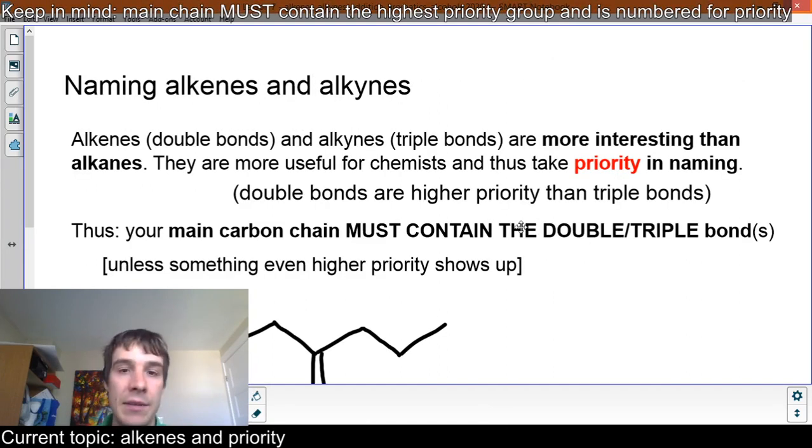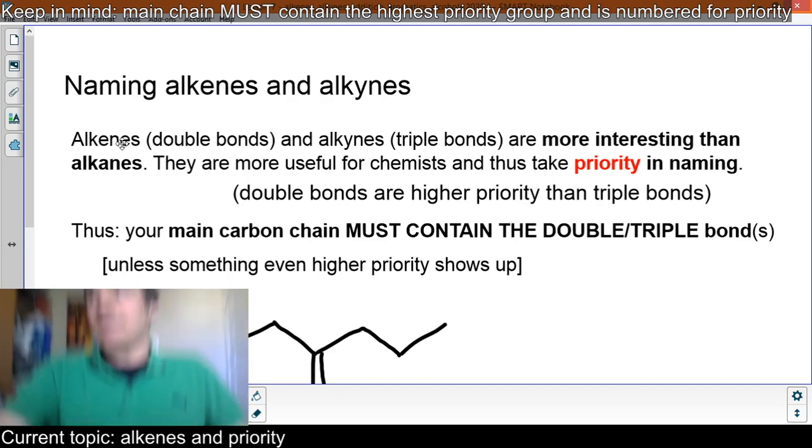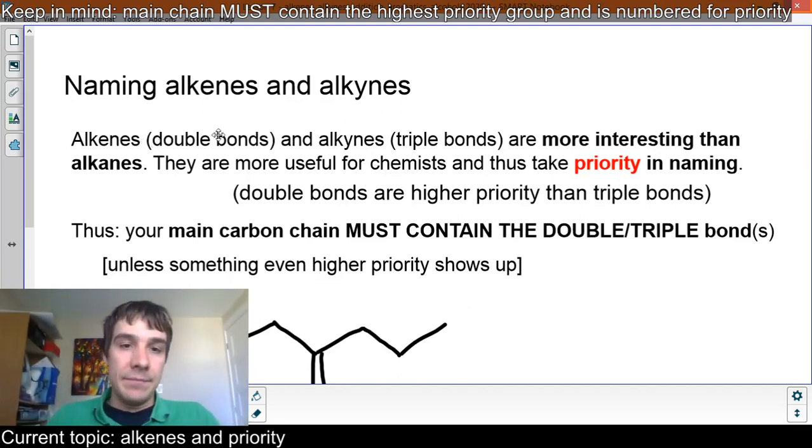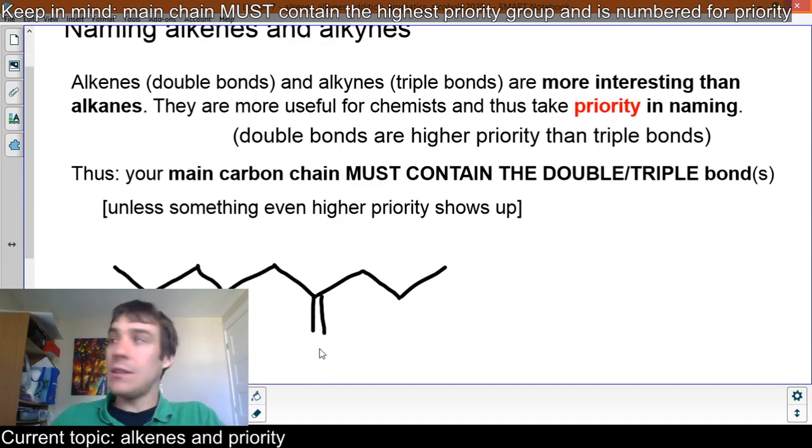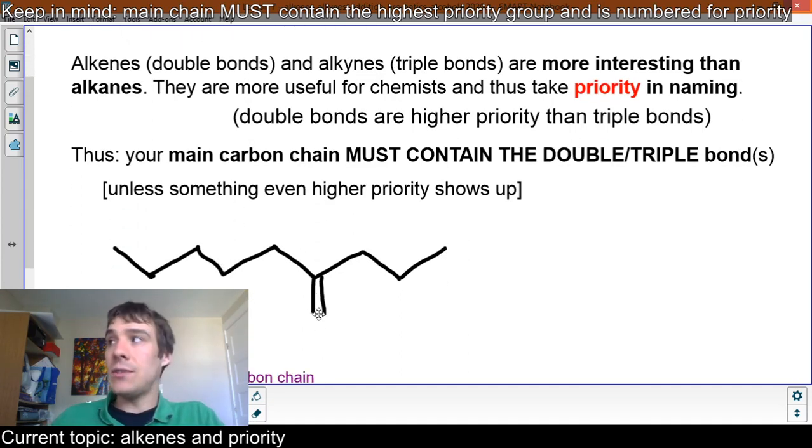Let's get started with alkenes and alkynes. Alkenes is what we call molecules that have double bonds in them, and alkynes are molecules with triple bonds in them. And these are very interesting. Double bonds and triple bonds are more interesting than alkanes. The reason is there's a lot of electrons in one place on a double bond or a triple bond, and so other molecules can come in and install themselves on that double bond, triple bond. We've got open space for new molecules. So you can do some interesting reactions with it.